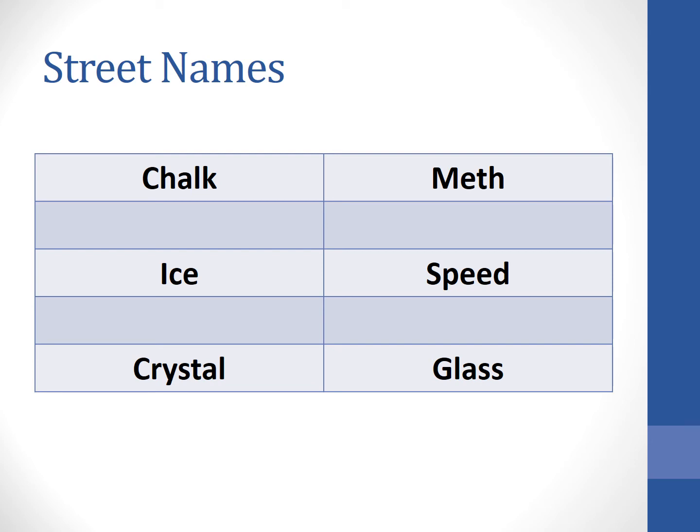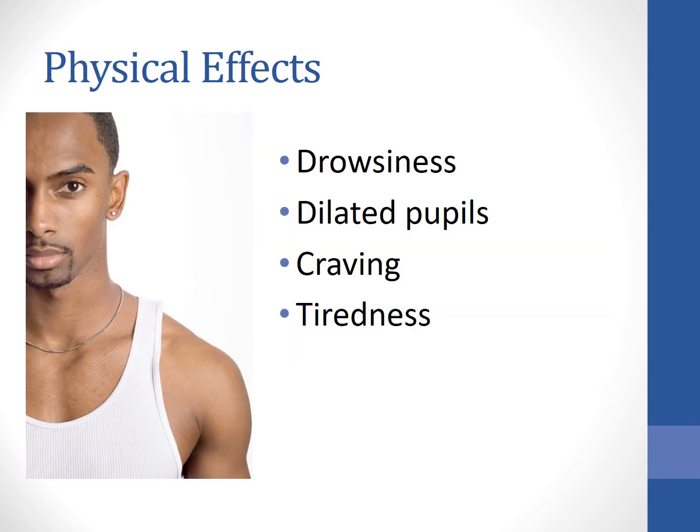Some common street names for methamphetamines include chalk, meth, ice, speed, crystal, and glass. A few physical effects of methamphetamines can include drowsiness, dilated pupils, feeling tired, restless, lack of coordination, and a craving for more of the drug.